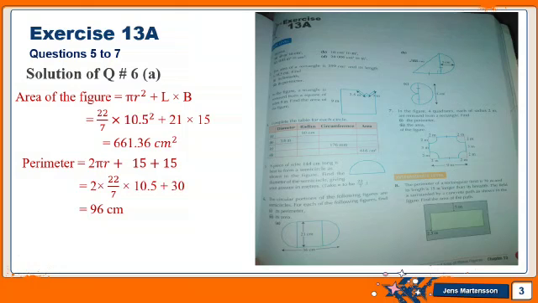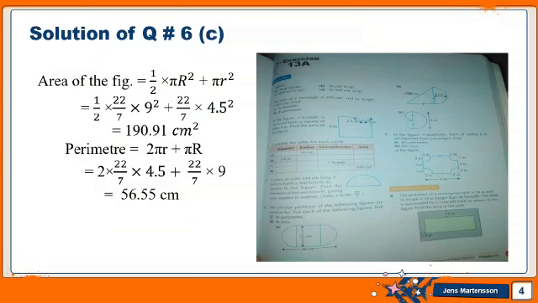Now we can move towards question number 6 part C. In this question, as you can see very well, there are three semicircles. One semicircle is a bigger one, and the rest of the two semicircles are smaller. So for area you will write half pi R square, capital R I have used for the radius of the bigger semicircle, plus pi r square. Why am I writing pi r square here? Because there are two identical smaller semicircles, so I have taken them as a whole, and that's why I'm writing pi r square.